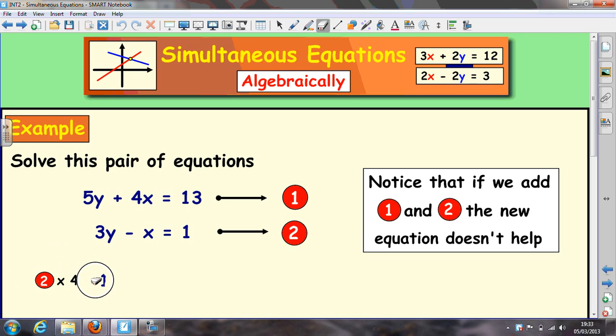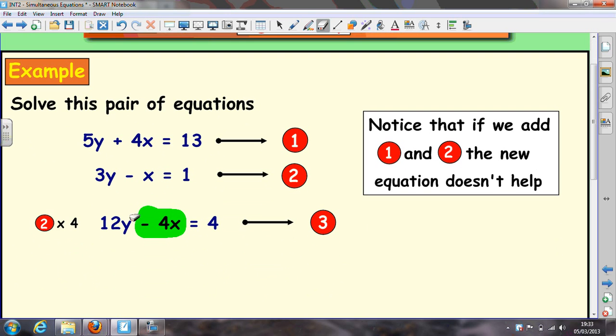And that's what we're going to do. So this 3 is going to become 12y, the minus x is going to become minus 4x, and the 1 is going to become 4. We're going to call this equation 3. We're then going to write the first equation down below here, so as they're right next to each other, and we can deal with them.